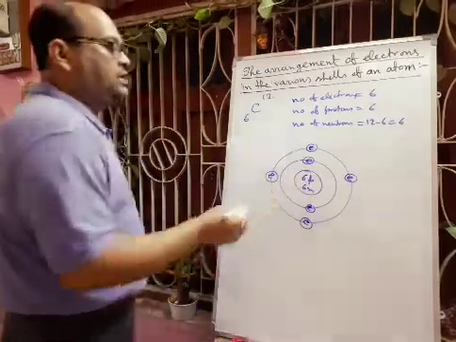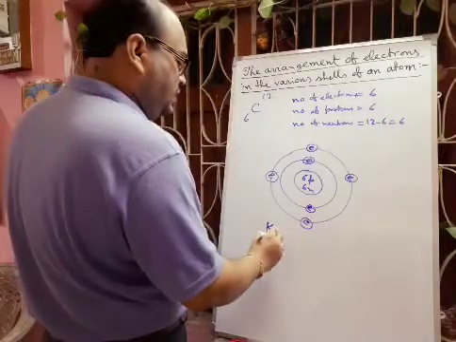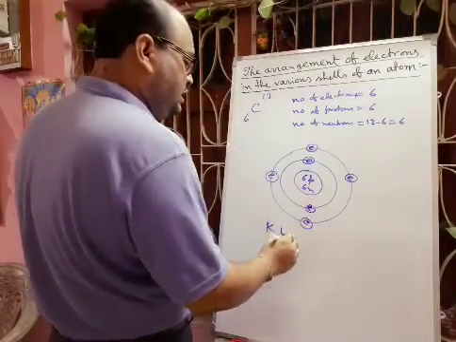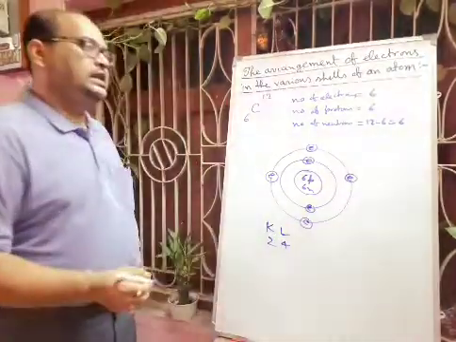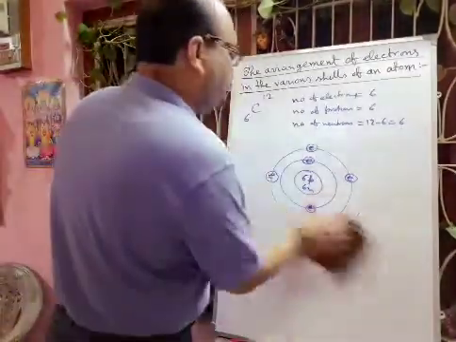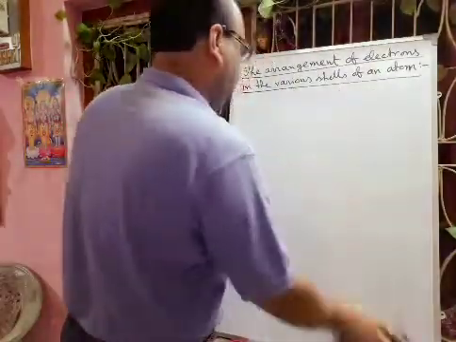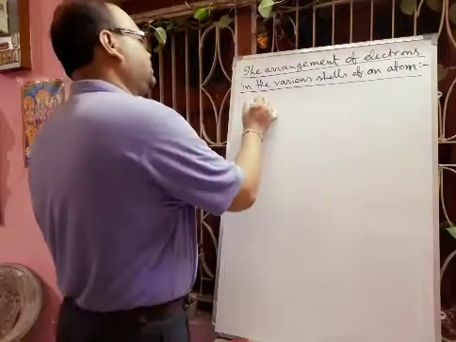So in this way carbon has 6 electrons. When you write the electronic configuration, you write K 2 electrons, in L cell 4 electrons. In this way you will write the electronic configuration. Hope you can understand. Next we will go to another element or another atom, sodium.